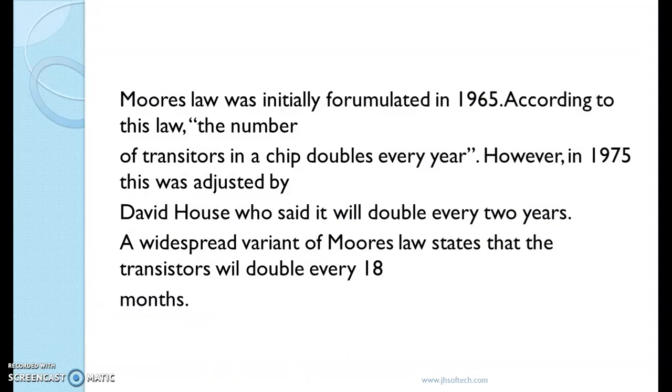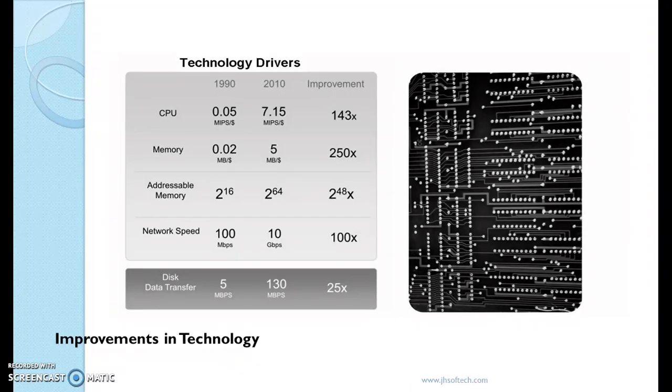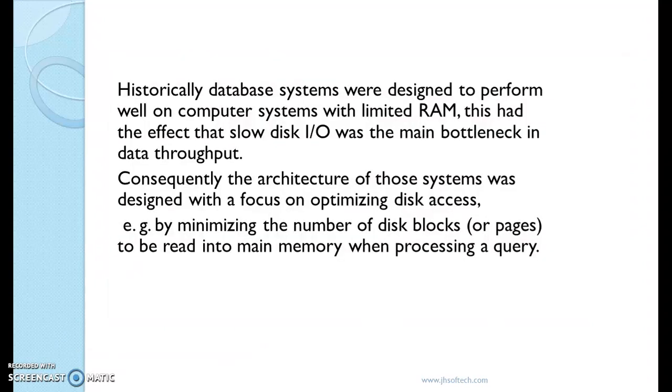Now this is Moore's law, which says that every 18 months the data doubles. So with technology, we have this CPU and all. These are the old statistics that we have, and we have moved out of this long back.